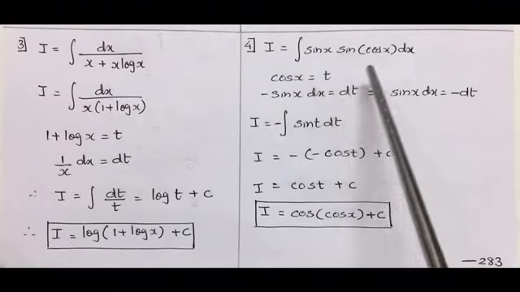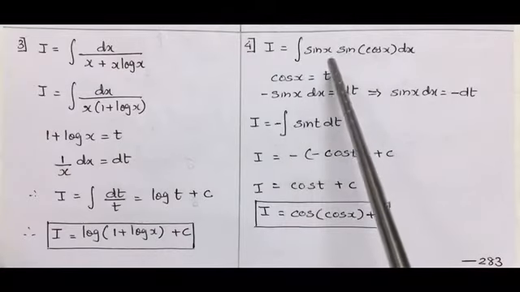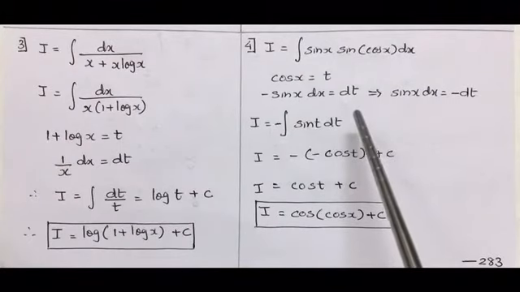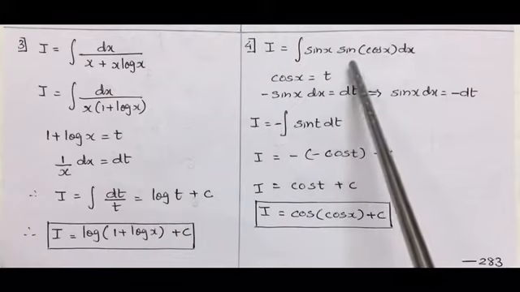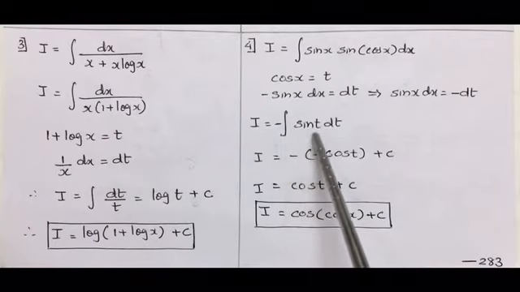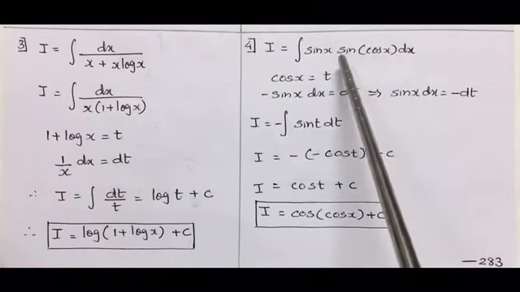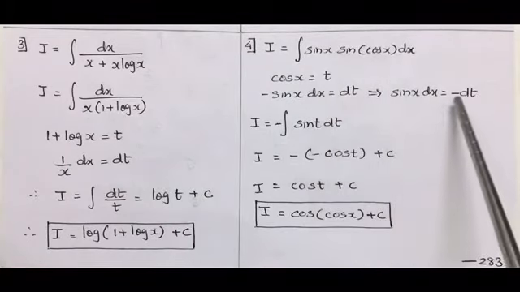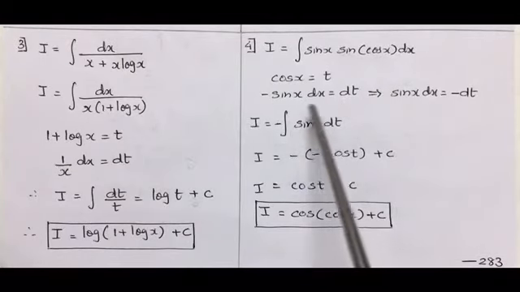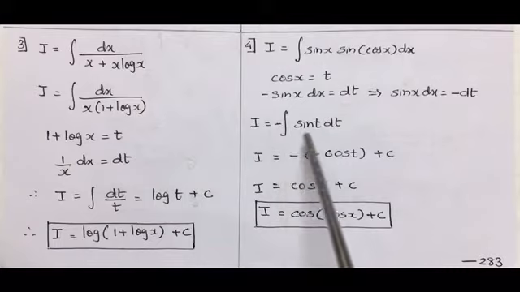Now keeping all these values in the question, in the place of sin x dx minus dt is kept, and in the place of cos x, keeping t, we get minus integration sin t dt. So all the substitutions take place in the question: sin x dx becomes minus dt, and sine of cos x becomes sine of t. This is how the whole example gets converted into the integration of minus sin t dt.